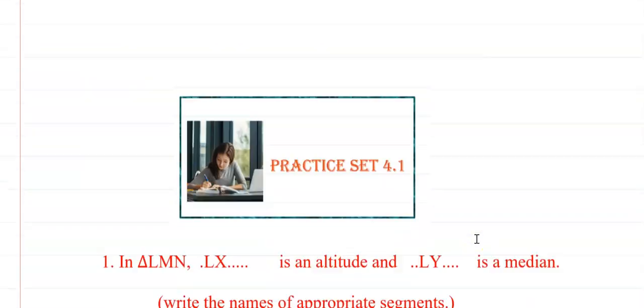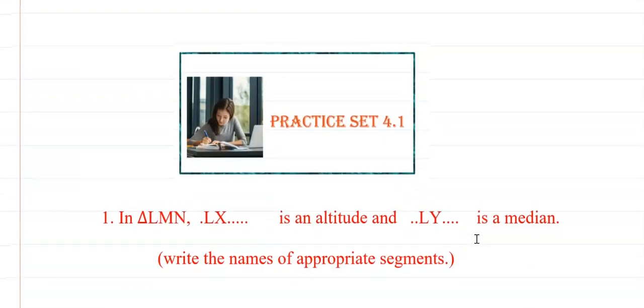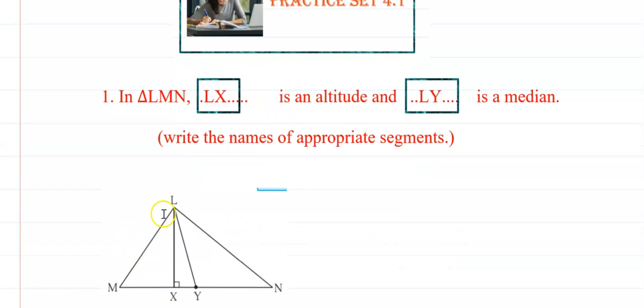Now the next is, we'll see practice set 4.1. In triangle LMN, LY is the median, that is, Y is the midpoint of segment MN. LX is the perpendicular drawn from the vertex L on the segment MN.